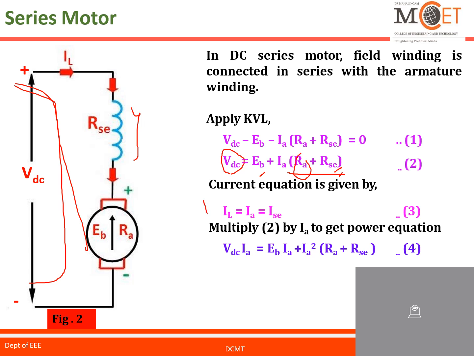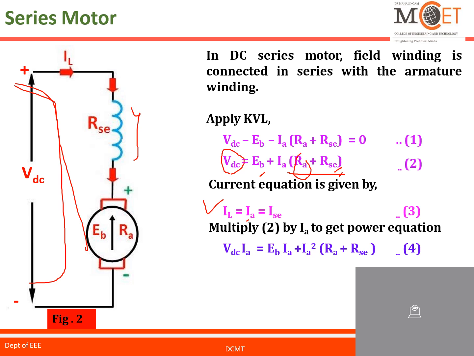Similarly, for the current equation, the total line current is equal to the armature current and equal to the series field current, because it is the same current. For example, if it is 10 amperes, the 10 amperes flow from plus to the series field, then the armature, then come back to negative. This is the flow of our current.